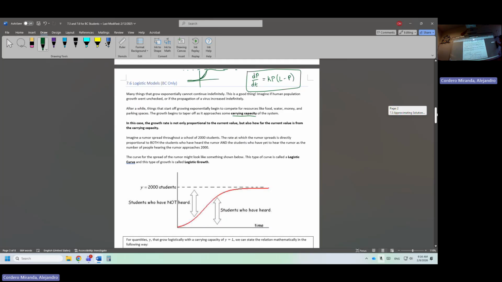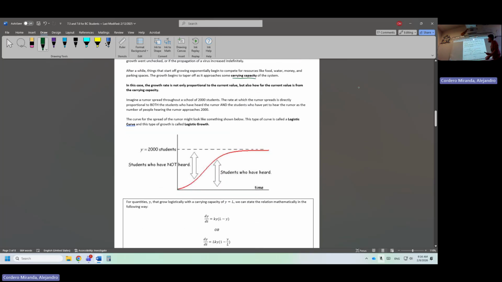So watch this. A good example. It says, imagine a rumor spreads through a school of 2,000 students. Well, the more people that hear the rumor, the more people they can tell. So that's going to grow more and more as more people hear it. But then as a bunch of people hear it, there's less people to tell. So once you hit a certain point, the rumor is going to start slowing down as it spreads. As the 2,000 students all get close to hearing it, there's fewer people to tell. So that would be a logistic equation with a carrying capacity of 2,000.